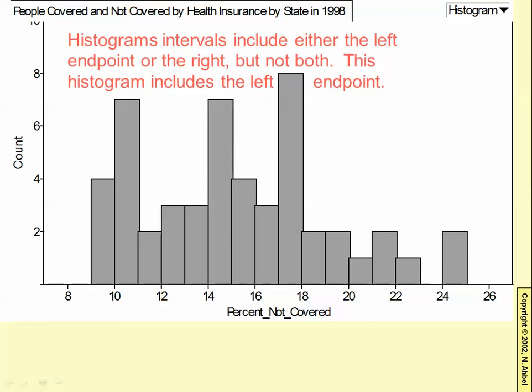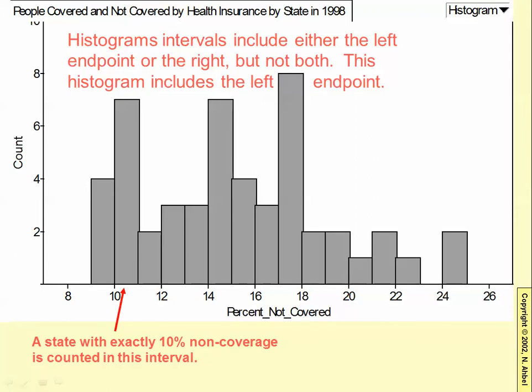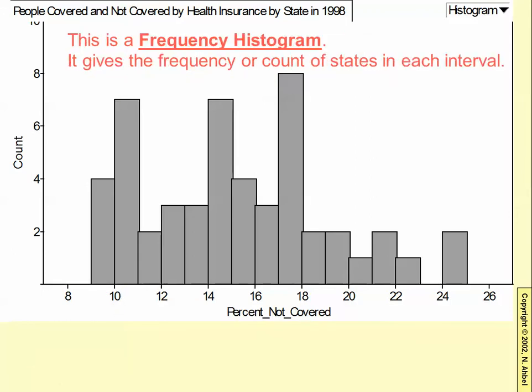Histogram intervals include either the left endpoint or the right, but not both. This histogram includes the left endpoint. A state with exactly 9% non-coverage is counted in this interval. A state with exactly 10% non-coverage is counted in the one to the right.